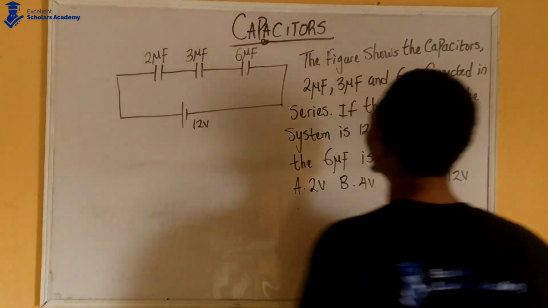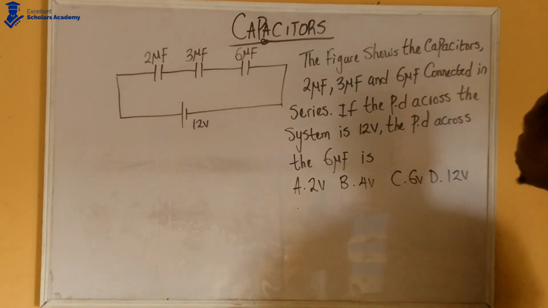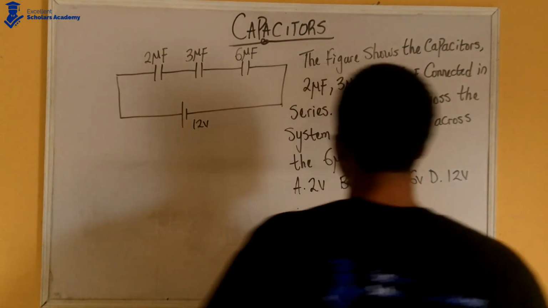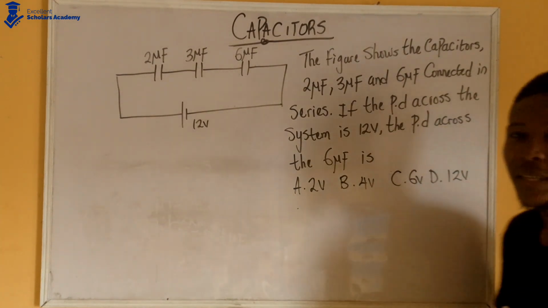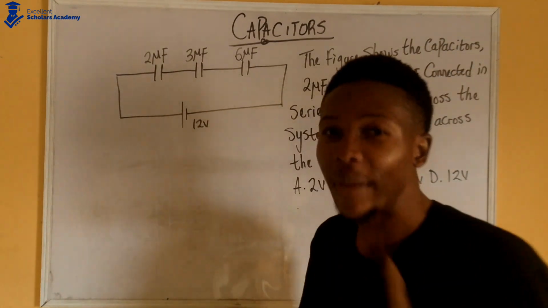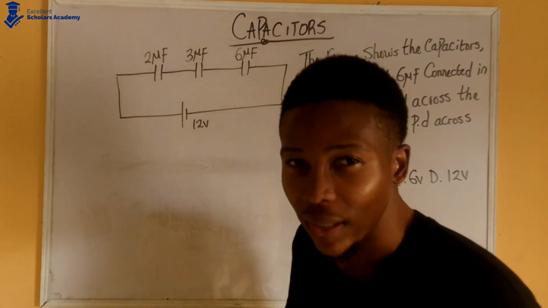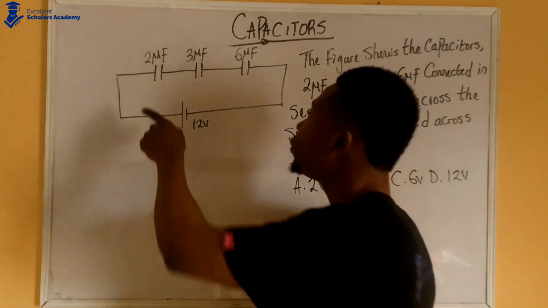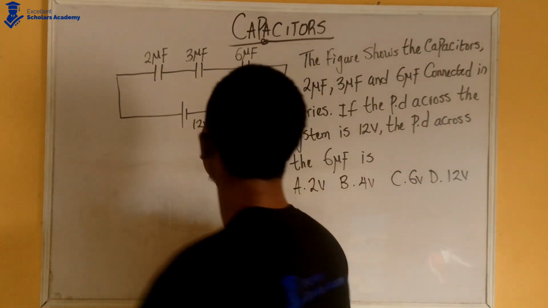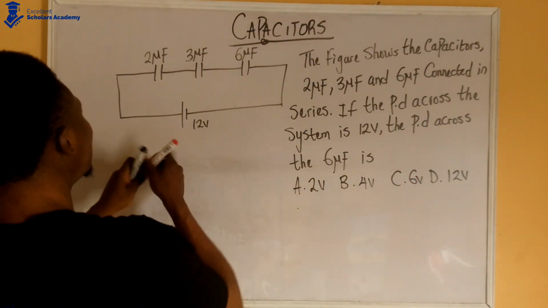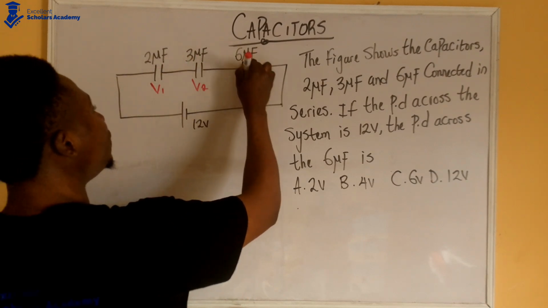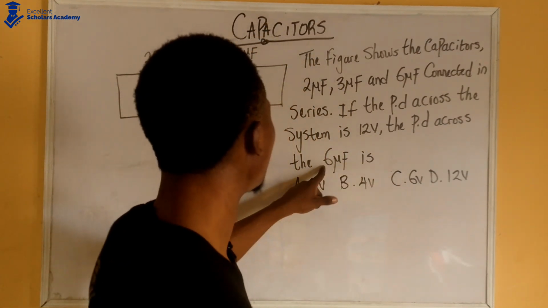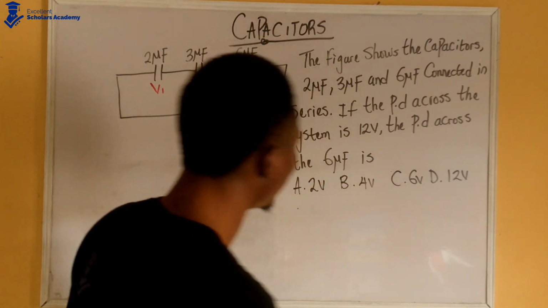The figure shows the capacitors 2 microfarad, 3 microfarad, and 6 microfarad connected in series. If the PD across the system is 12 volts, the PD across the 6 microfarad is, now you know that in series connection of capacitors, charge is constant. That means the charge that flows through here is the same charge that flows through here and through here, but the voltage is not constant. The voltages across them are different. So this is actually V1, V2, and V3. So they have different voltages across them. So we are asked to find the PD across the 6 microfarad.